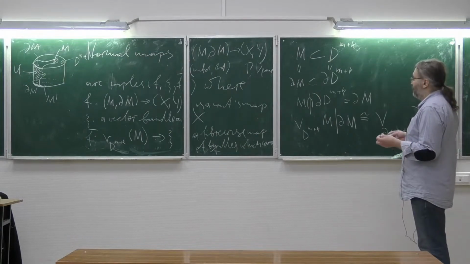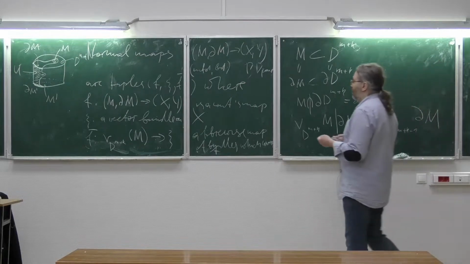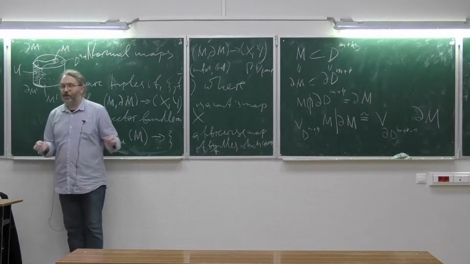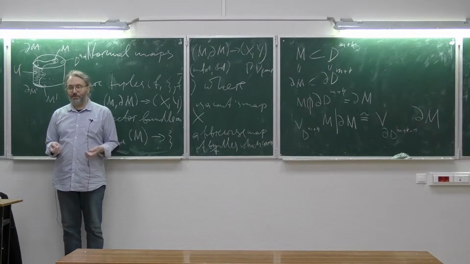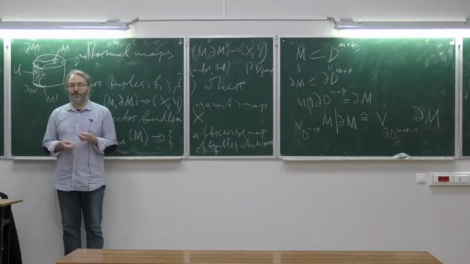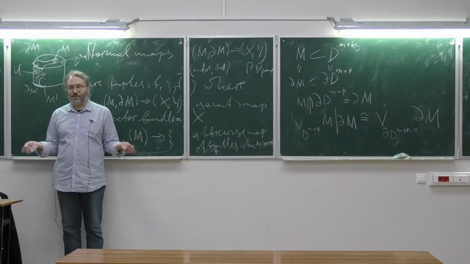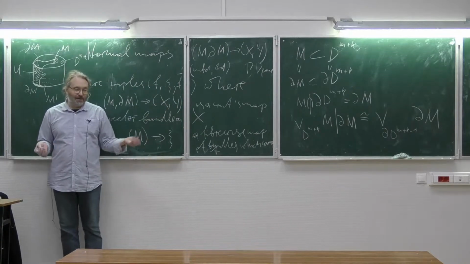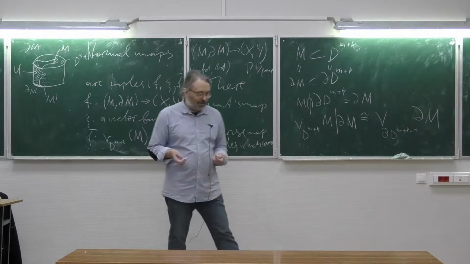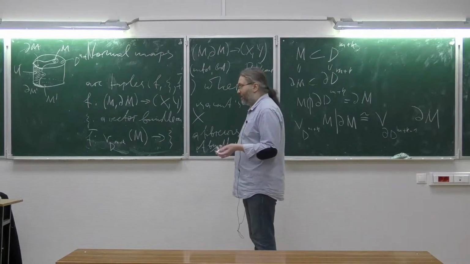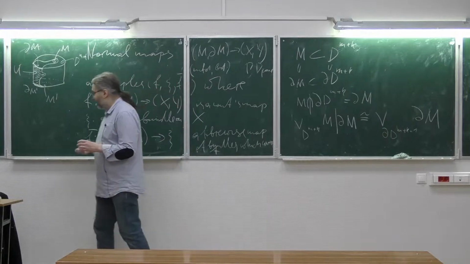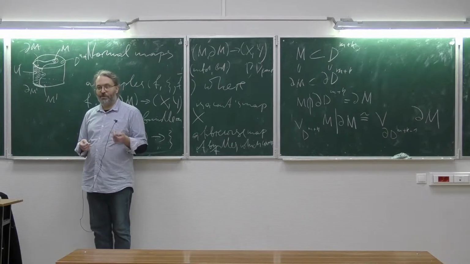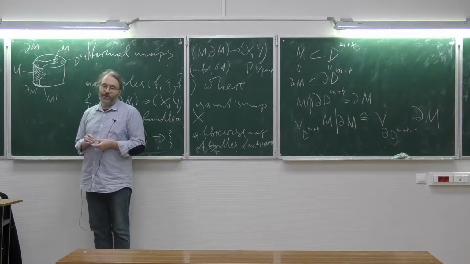Well, we have defined normal maps, and we have defined bordisms. Now we need to define normal bordisms. What are these? Well, these are bordisms which are normal maps. And I think now we have all ingredients which we need to state the theorem.